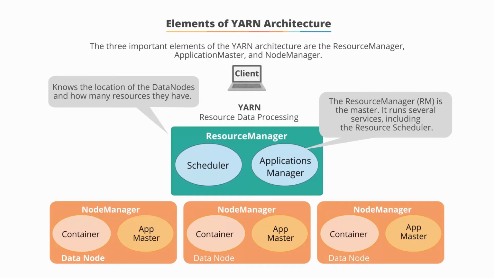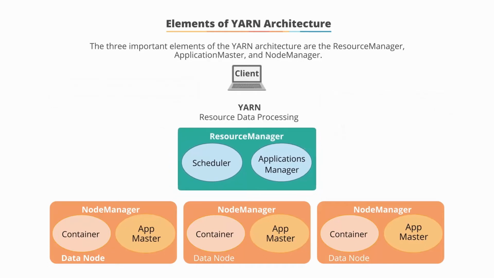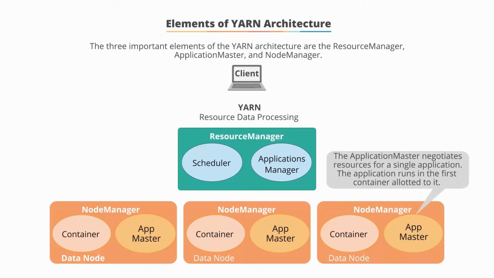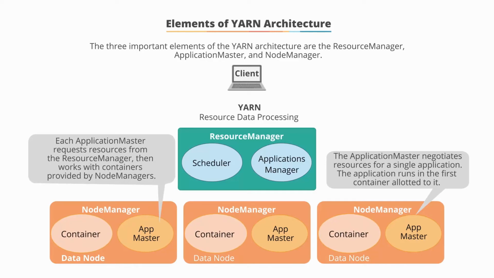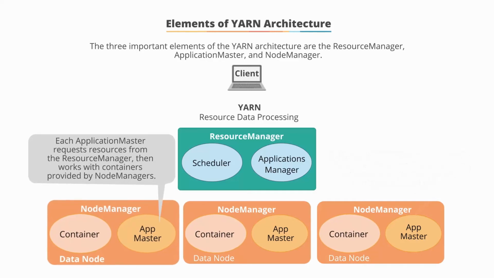resources. The application master is a framework-specific process that negotiates resources for a single application, that is, a single job or a directed acyclic graph of jobs, which runs in the first container allocated for the purpose. Each application master requests resources from the resource manager and then works with the containers provided by the node managers.